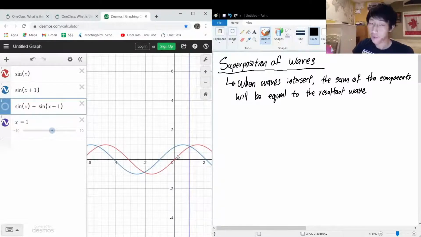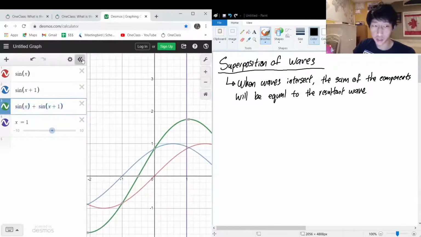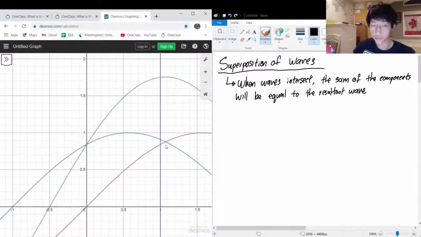Okay, now what the superposition theorem says for a superposition of waves is that the superposition of these two waves intersecting at this point is just going to be them added together. So you can see from the green wave here, the equation is defined as exactly the red plus blue. And here, let's zoom in a little bit.